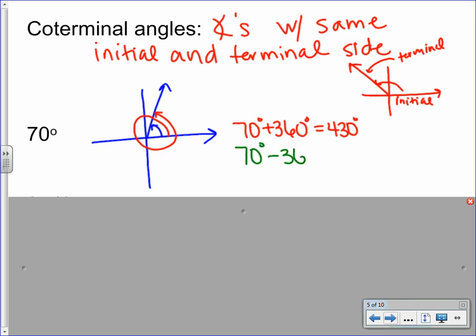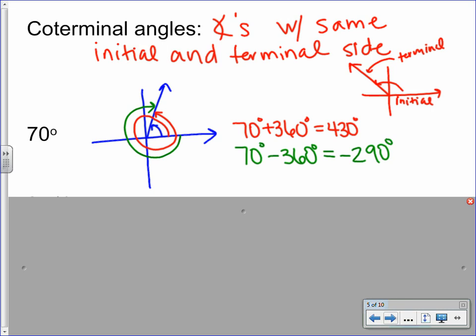It is 70 minus 360. We always want to start with the angle that we're at and either add on to it or subtract from it. Okay, so this would be negative 290 degrees. That would be a coterminal angle.